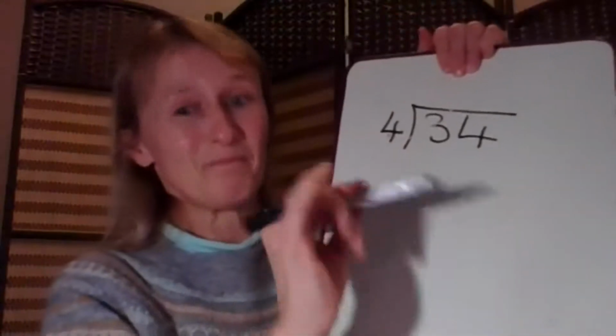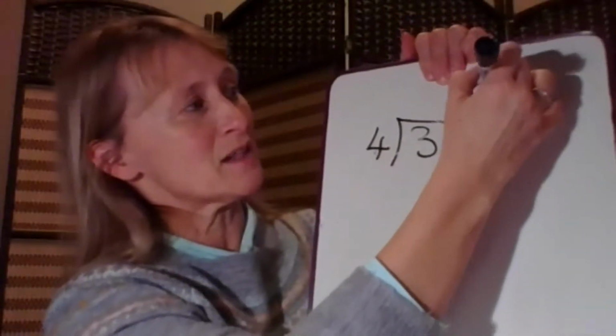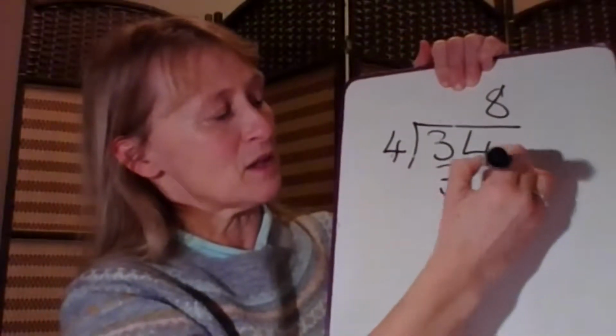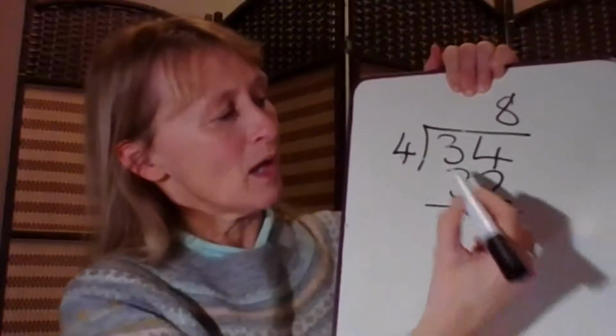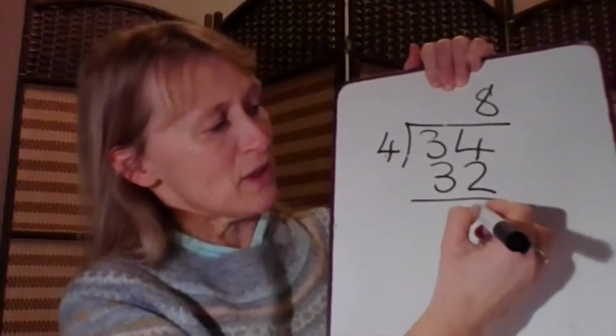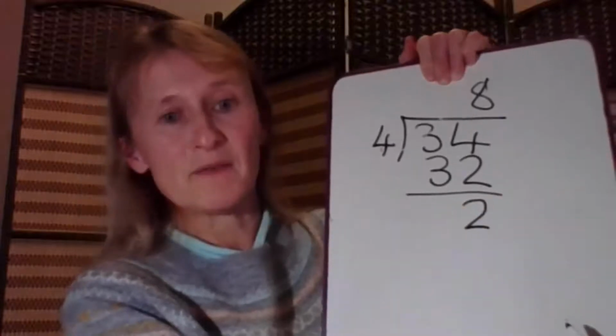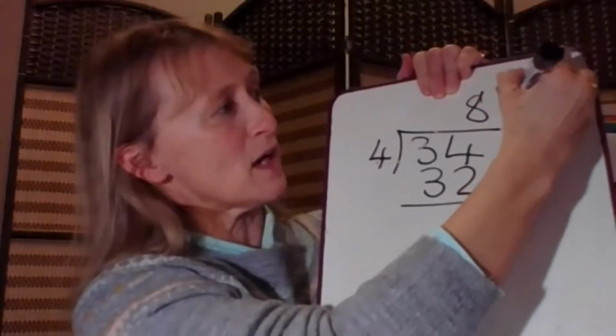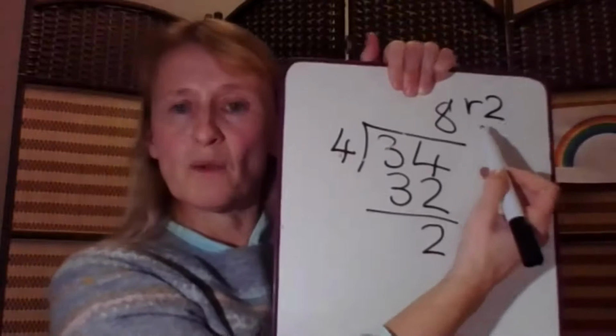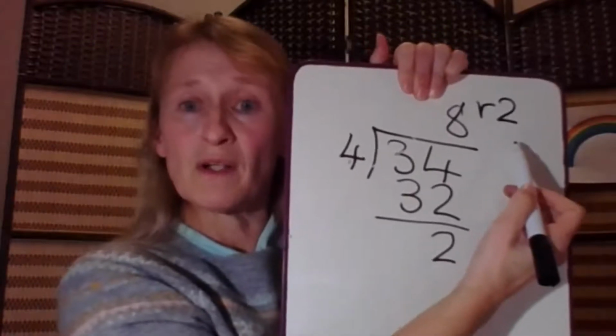That's the one I need. If you made a multiplication square, you're well in here. So 8 times 4 is 32. 34 take away 32 leaves me with 2. So my remainder is 2. I've got 2 left over.